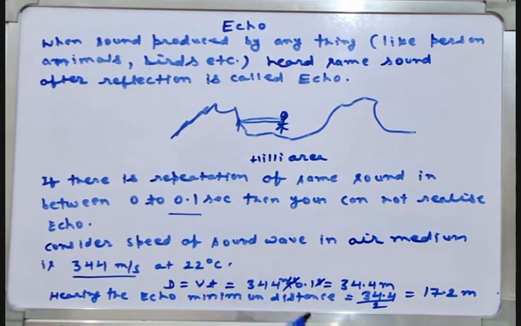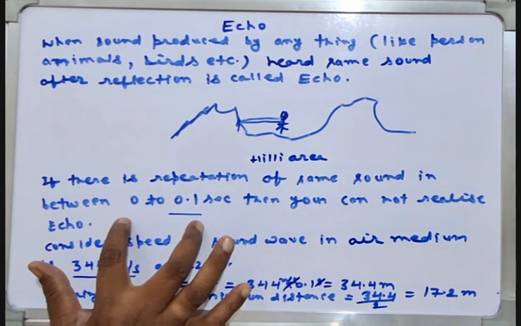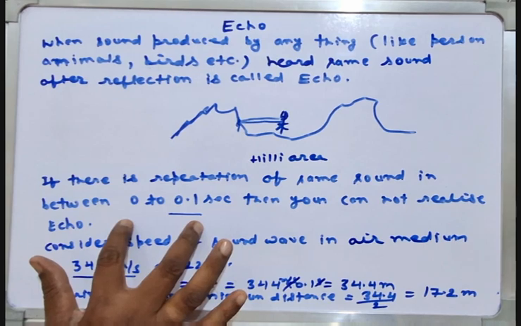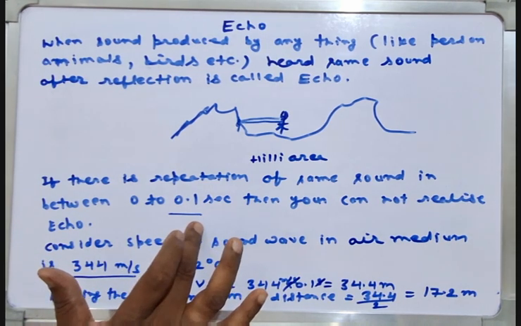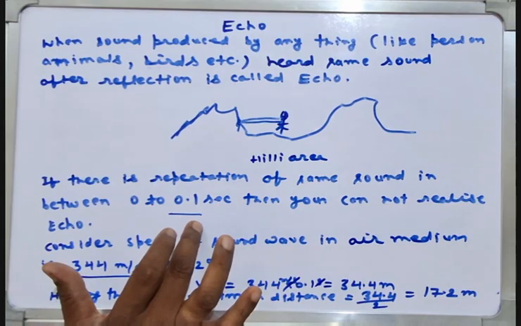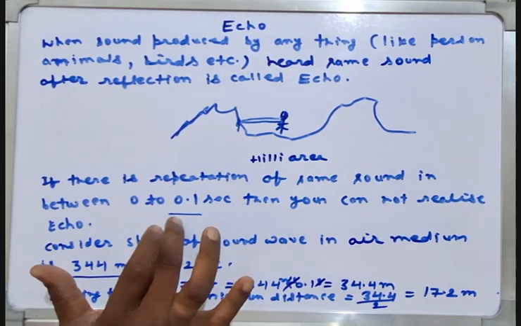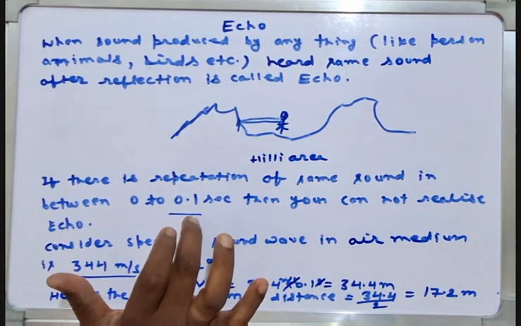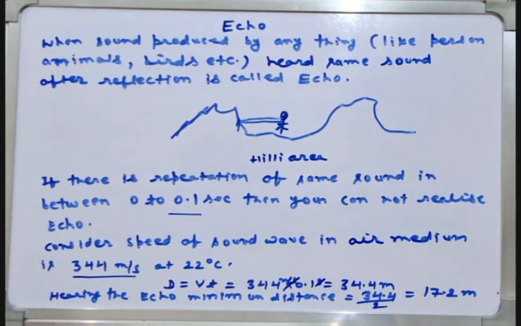Because if the sound wave is reflected back to our ear within this time frame, 0 to 0.1, then you cannot realize the echo, it is the same sound. So if the time taken by the sound wave after reflecting back to come to your ear is more than 0.1 second, then only you can hear the echo.